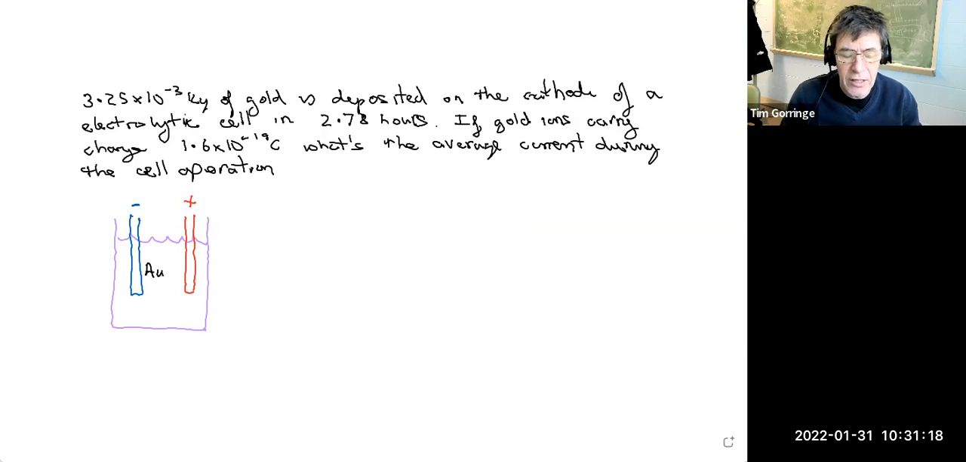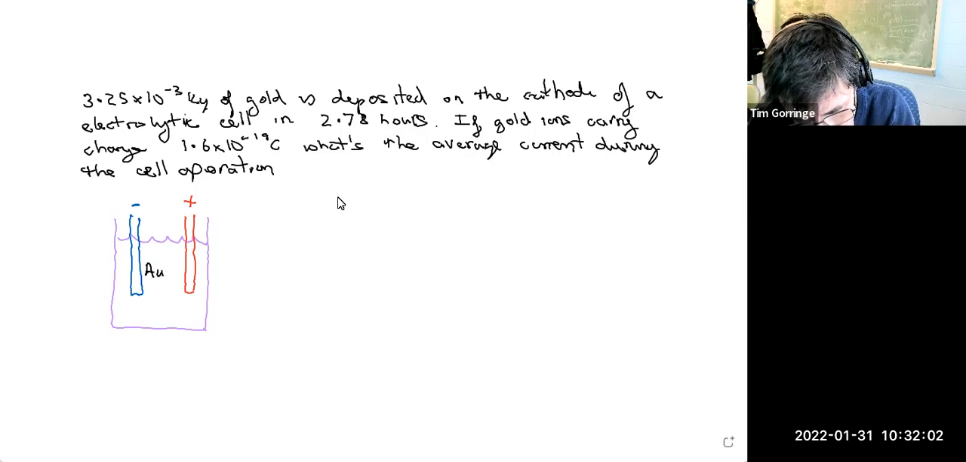You see, electrolytic cells are driven by a current. The reactions are being driven by a current, and we're going to figure out how much current on average was used to deposit this amount of gold on the cathode. So let me write down some numbers that we're either told in the problem or that we're going to use in solving the problem.